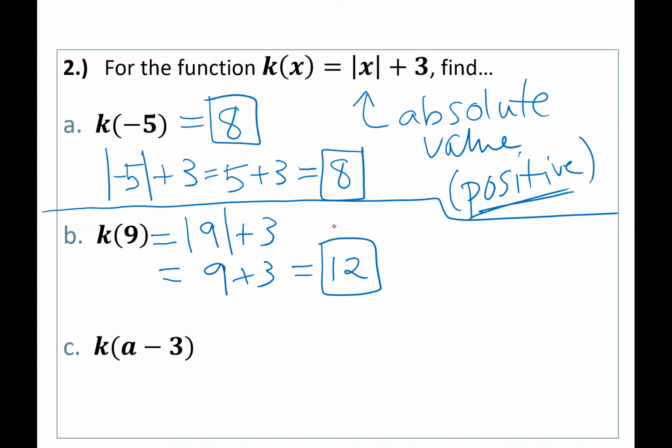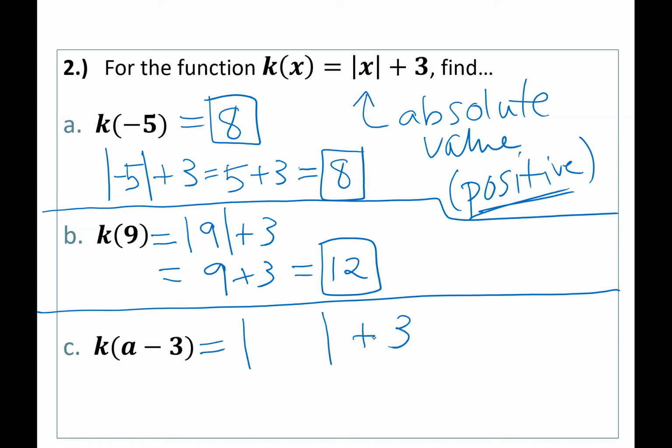So that is our function value. When x is 9, y is 12. Then we have one more of these to do on this particular function. Here's another one with a variable. So it's going to look a little strange because we're plugging in a minus 3 for x.